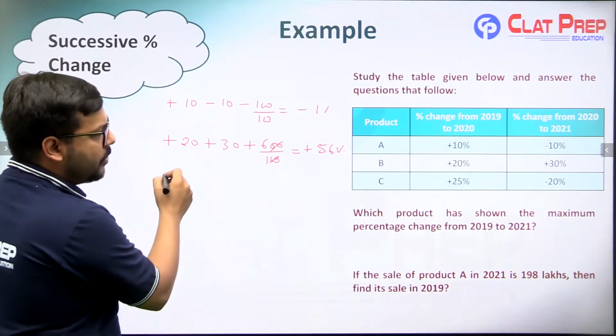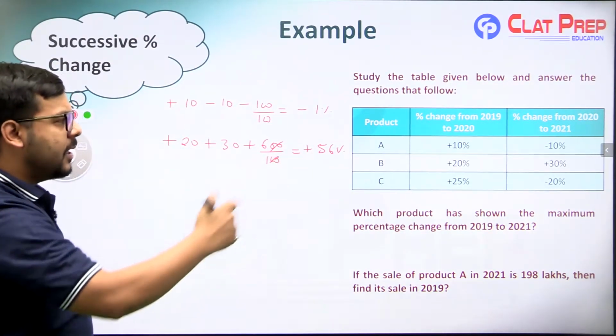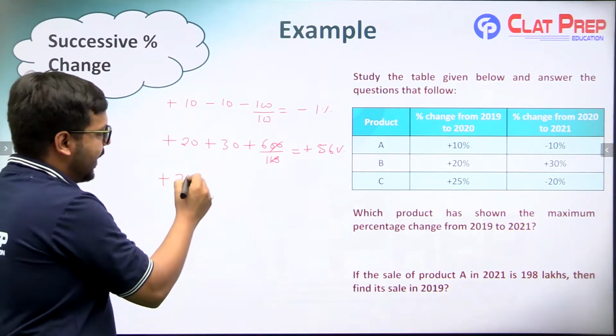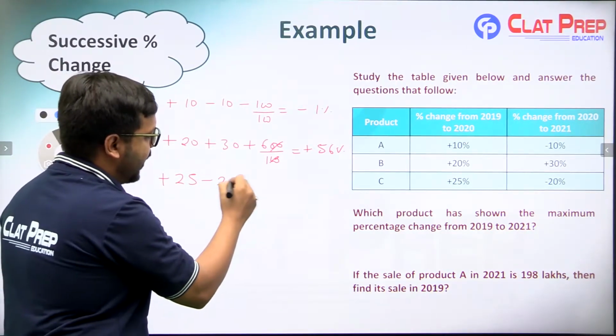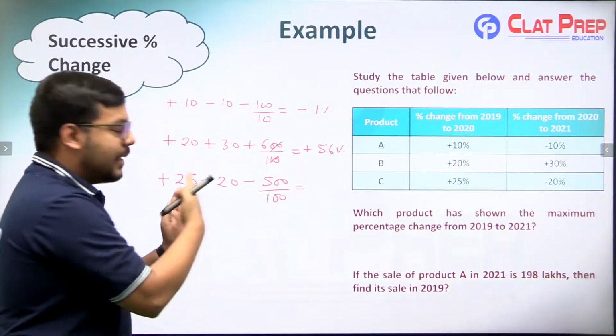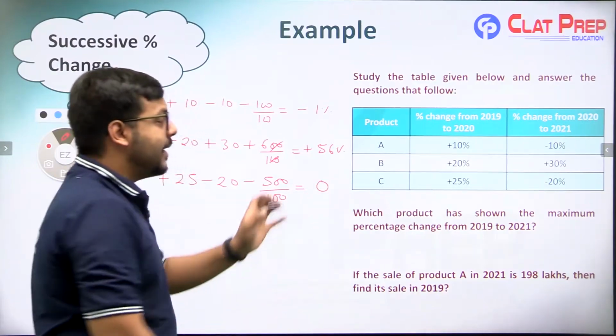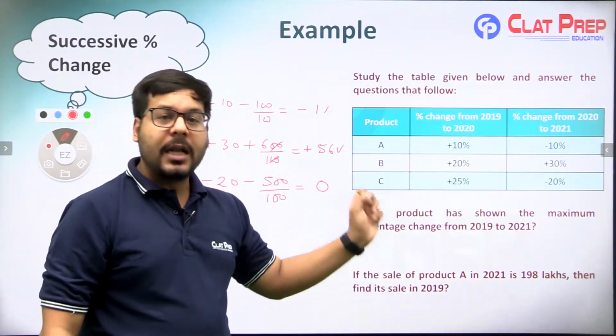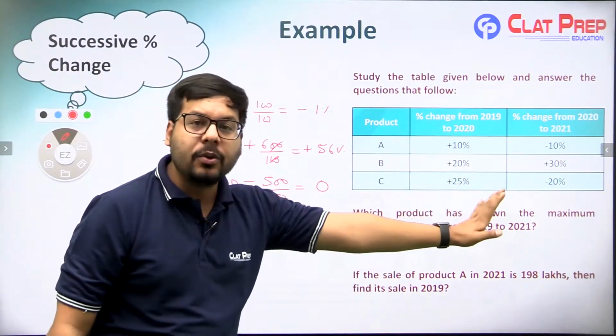Okay, let's talk about C. The change is plus 25% minus 20%. So we can easily calculate plus 25 minus 20 minus 500 upon 100. And I can say that the overall result is 0. That means there is no change done in product C from 19 to 21.